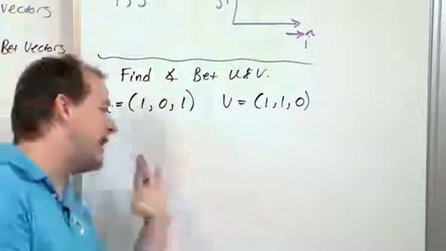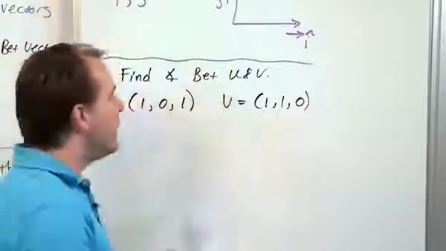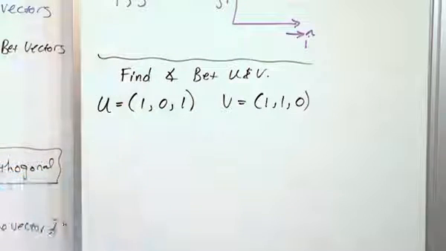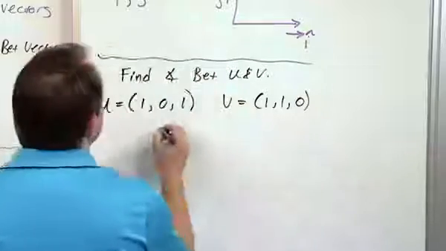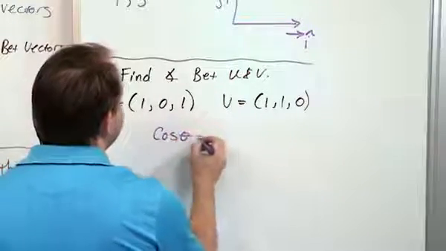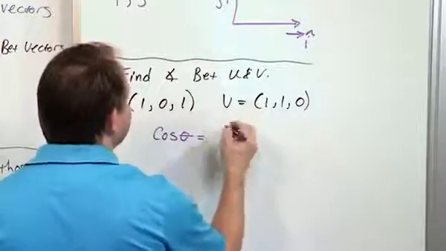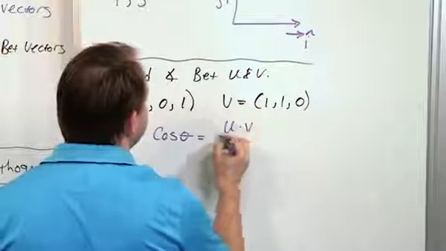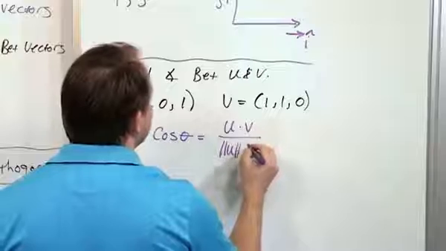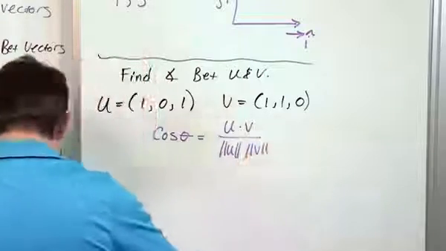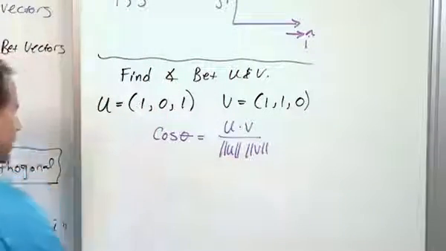Well, clearly I could try to plot it and all that, but that's kind of confusing. So what we want to do is use this definition up here. We want to figure out the angle between the vectors by this definition here. So what I'm going to do is note that the cosine of the angle between these vectors is, in this case, u dot v divided by the magnitude of u multiplied by the magnitude of v. That's basically what it's equal to.